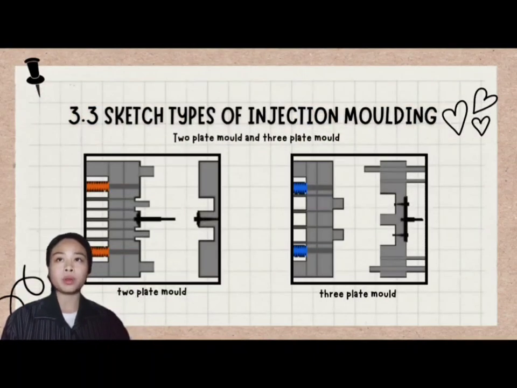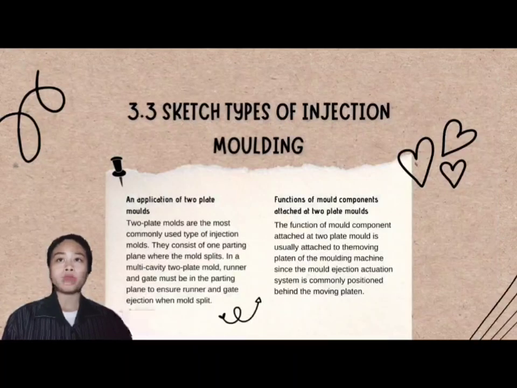This is the two-plate mold and three-plate mold. An application of plate molds. Two-plate molds are the most commonly used type of injection mold. They consist of one parting plane where the mold splits. In multi-cavity two-plate molds, the runner and gate must be on the parting plane to ensure runner and gate ejection when the mold splits.